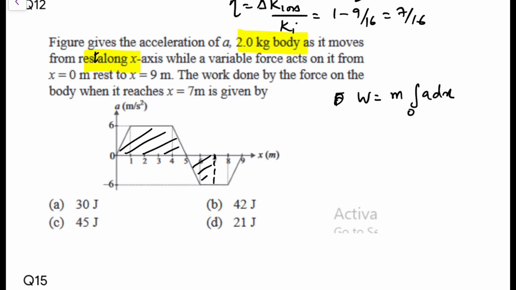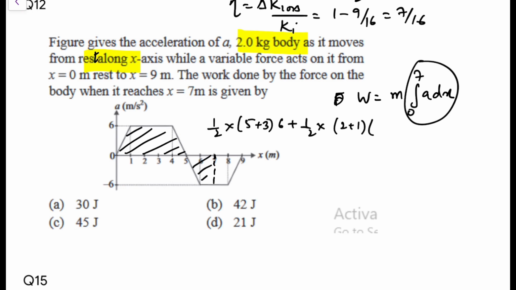This is a dx from 0 to 7 you need to do. So if I calculate this area, what you can have is a trapezium. So half into one length is 5, the other length is 3, into 6, plus again till 7 you can have this trapezium. What you can have, 2 plus 1 into, again this is minus 6. So what we'll have, 8 by 2, 6 into 4, you can have as 24 joules.